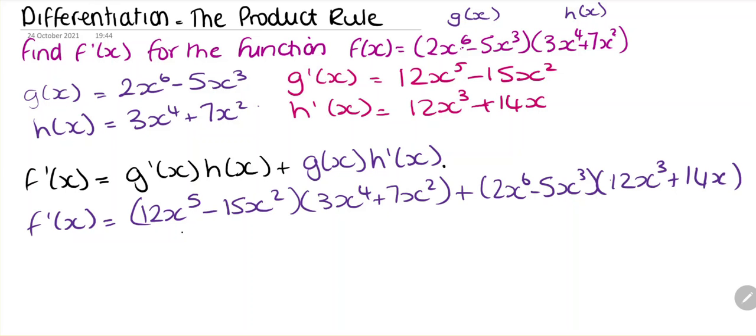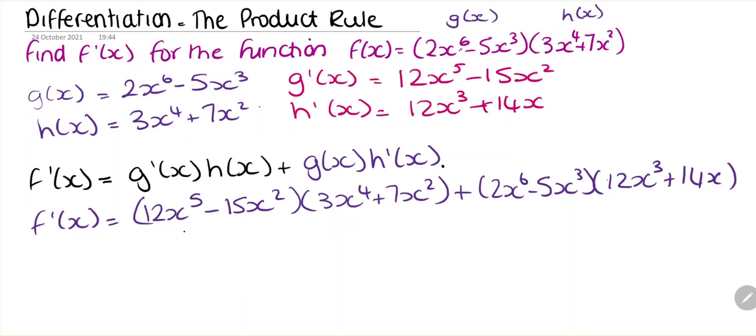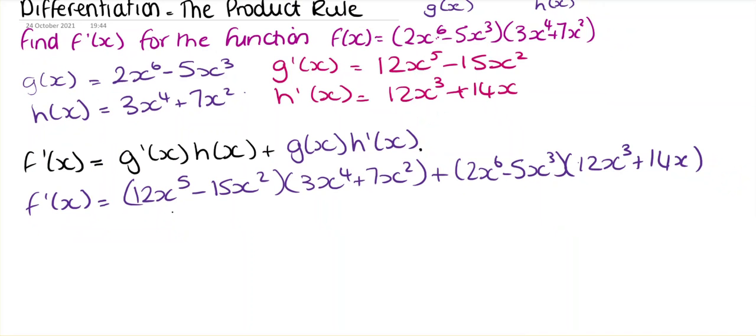So now we need to expand these. So if we take our first bracket here, we're going to do 12 times 3. So this is going to be 36x^9 if we add our powers. And then 12 times 7, so that's going to be 84x^7 if we add our powers.